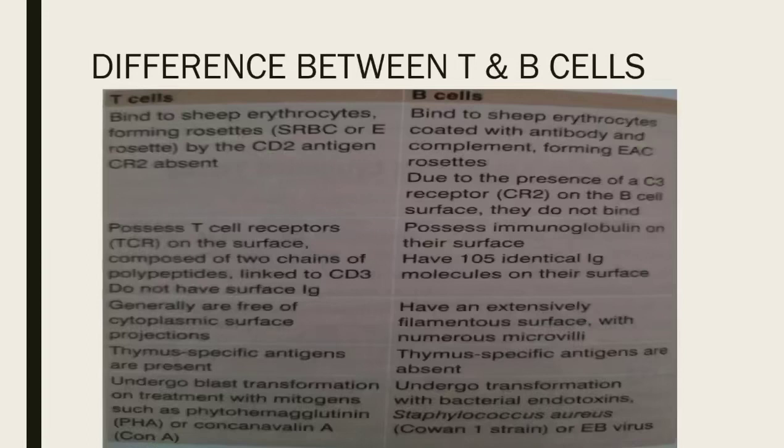T cells undergo blast transformation on treatment with mitogens such as phytohemagglutinin or concanavalin A. And B cells undergo transformation with bacterial endotoxins, Staphylococcus aureus or EB virus.